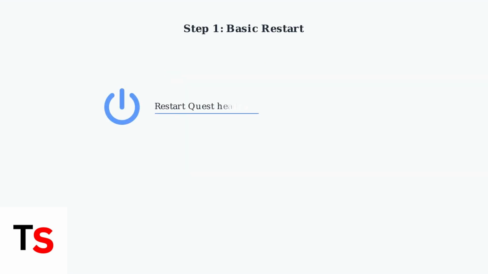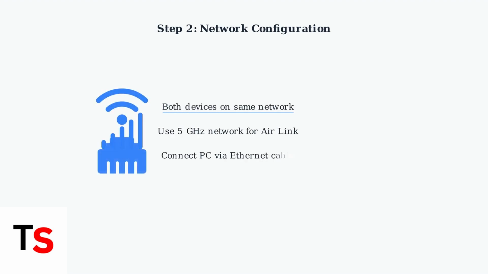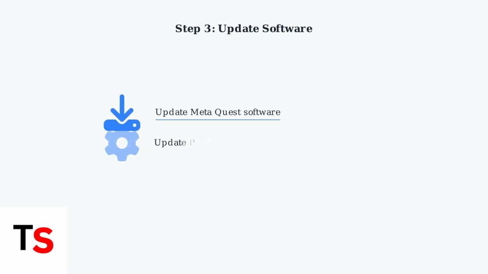Start with the fundamental troubleshooting steps. First, restart both your Quest headset and your PC to clear any temporary connection issues. Network configuration is critical for a stable connection. Both devices must be on the same network, and for AirLink, connect to your router's 5 GHz network for optimal performance. Keep your software current by updating both your MetaQuest software and PC drivers. Outdated software is a common cause of connection failures.